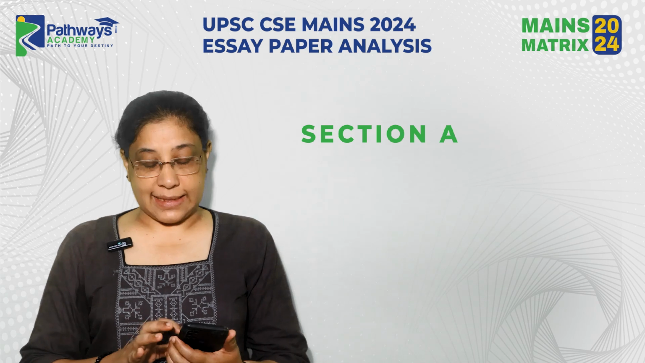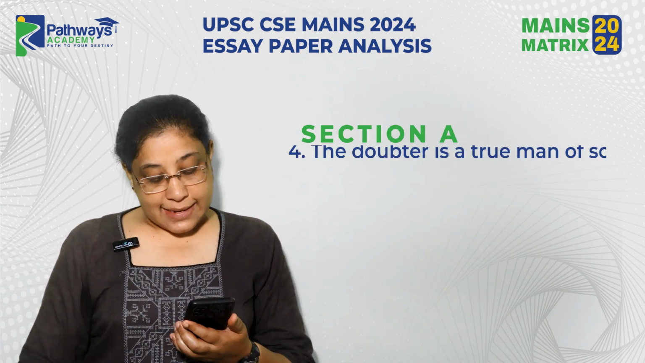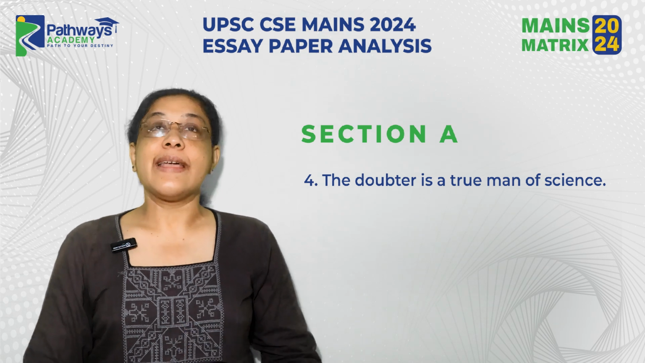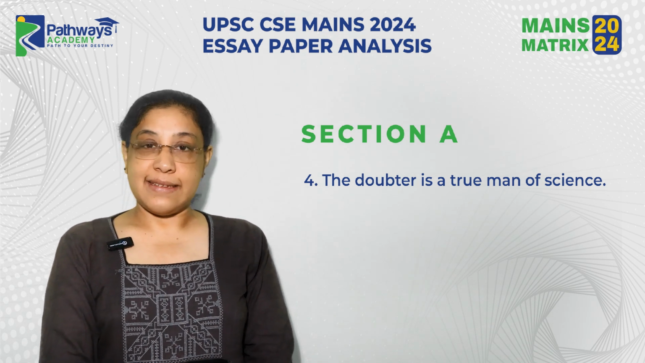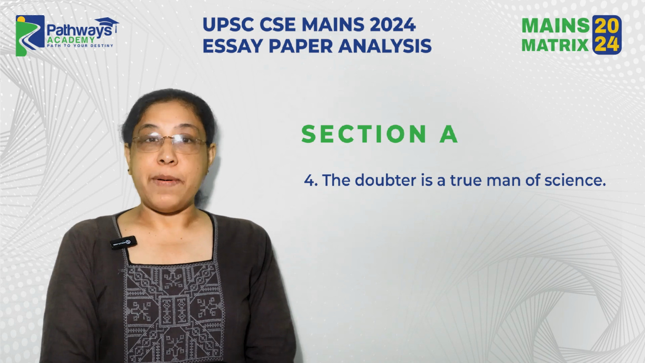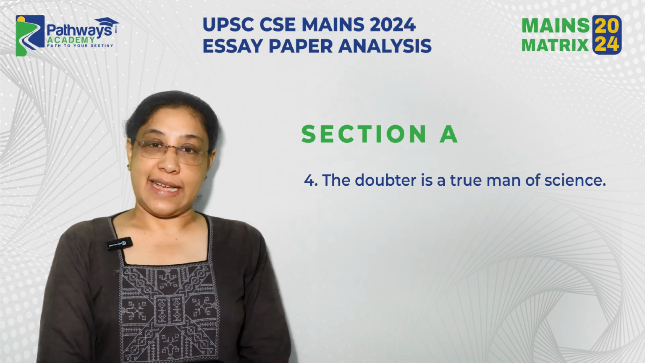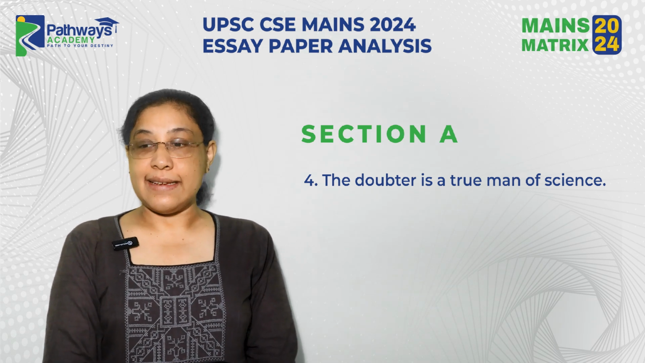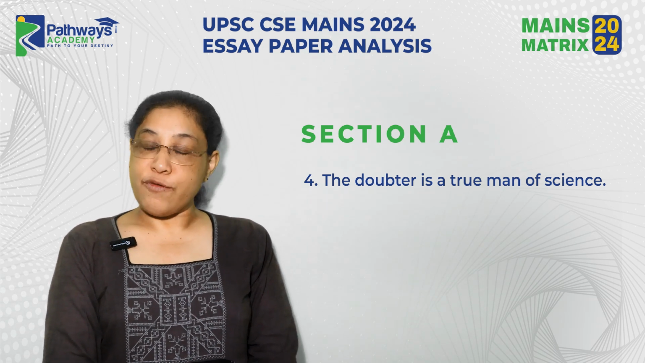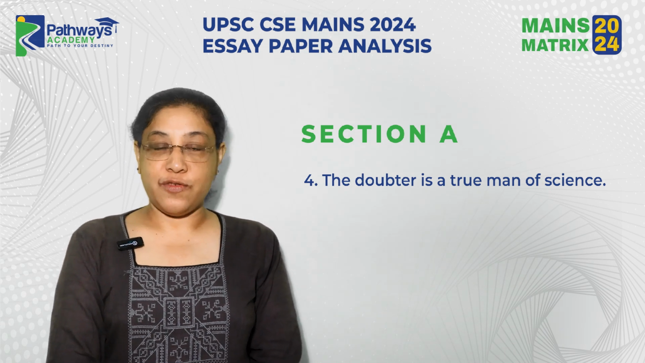Now, let me check the fourth question. The doubter is a true man of science. Again, UPSC has asked a question from science. So, a person who doubts things is ultimately a man of science. There was this quote saying that if you question me, if you question my finding, that means you are actually a person of science.